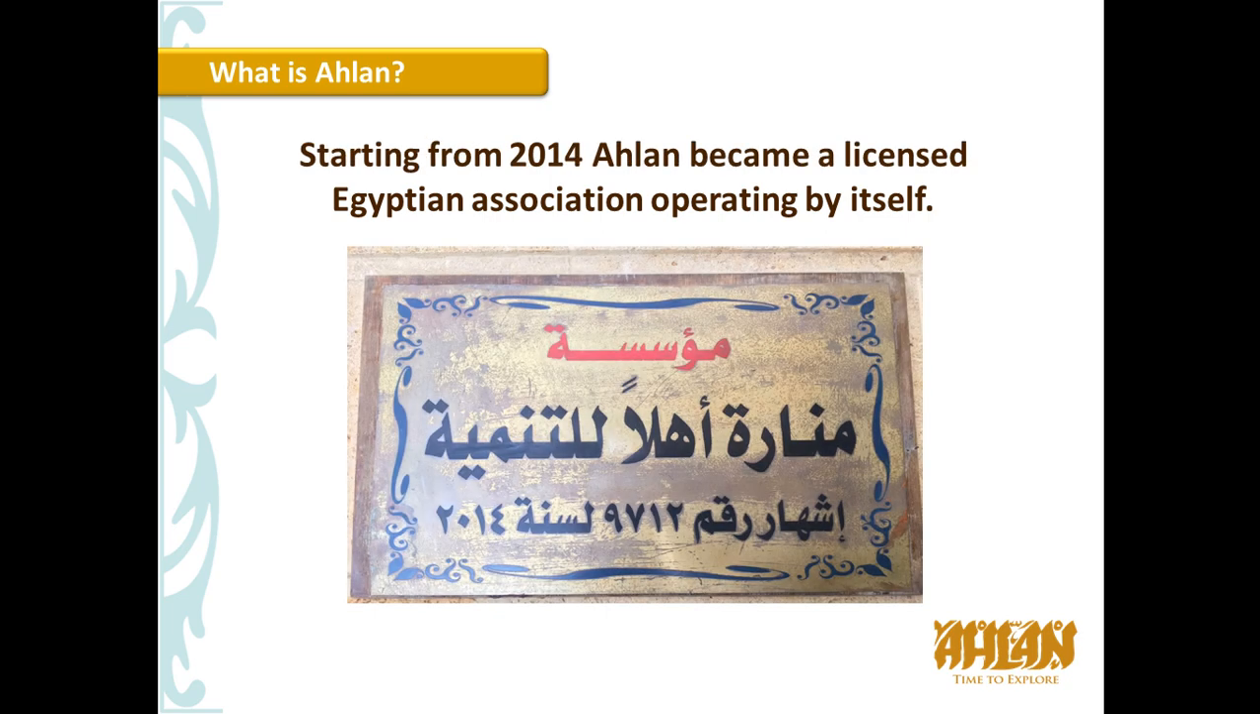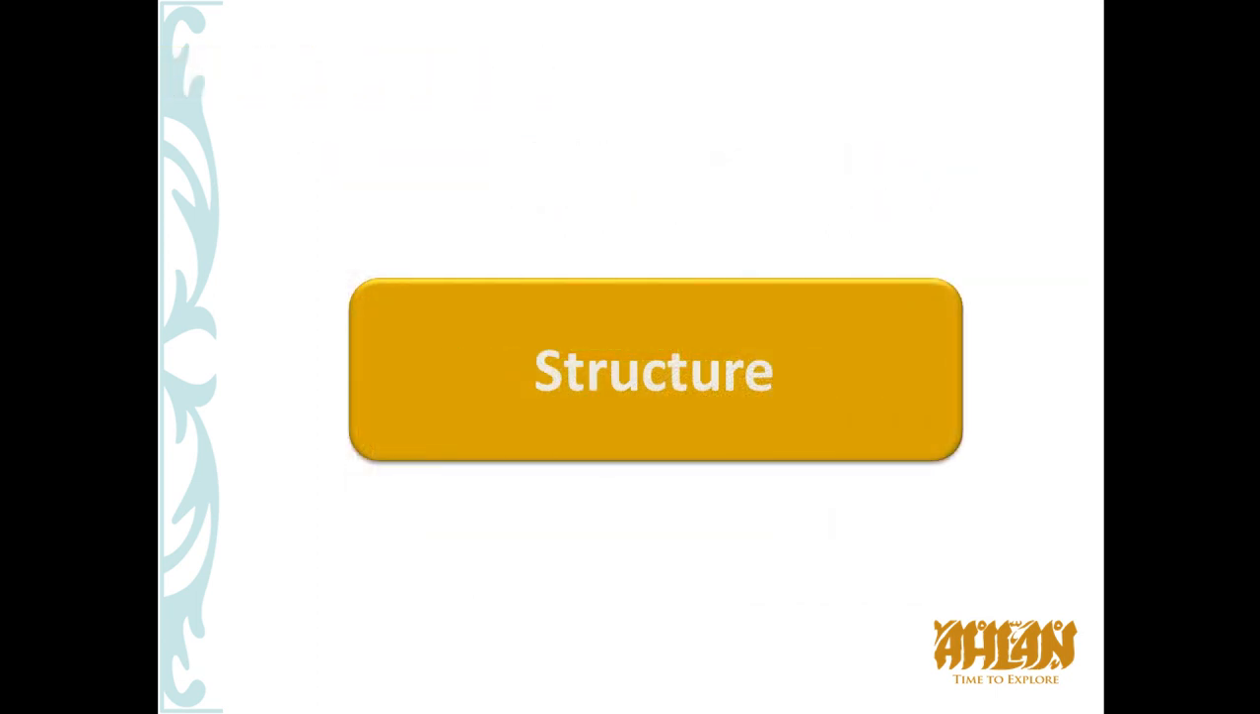So Ahlan actually started its activity in 2011, and in 2014 it became bigger, and alhamdulillah it became a licensed Egyptian association operating by itself and funding itself. This is actually a picture of the label beside the door of our headquarters in Cairo, Egypt.